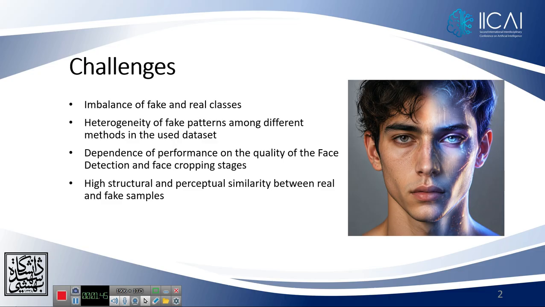The first one is the imbalance of fake and real classes. The second is heterogeneity of fake patterns, different manipulation methods. A model that learns only one pattern will fail on others. The third one is dependence on face detection quality. If our face cropping isn't accurate, the entire system will suffer. And the last one is high structural and perceptual similarity between real and fake samples.